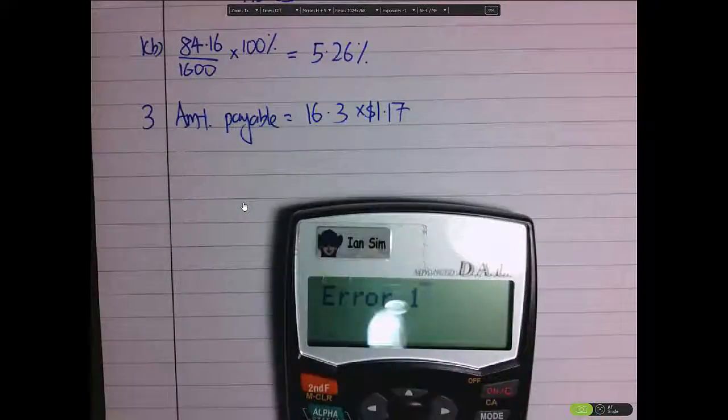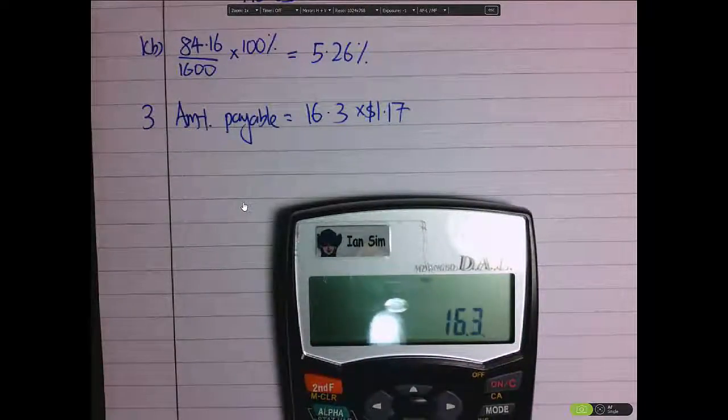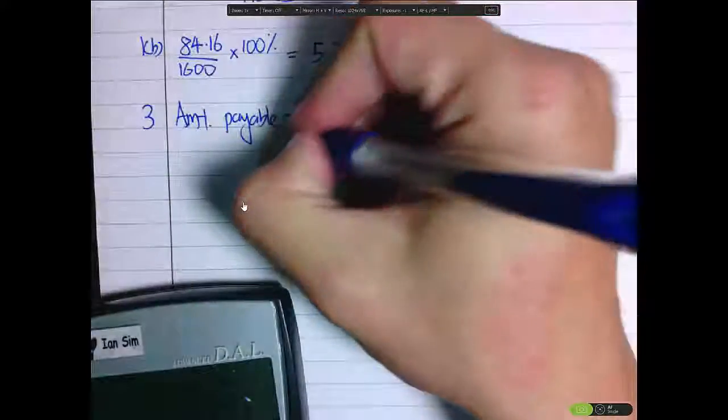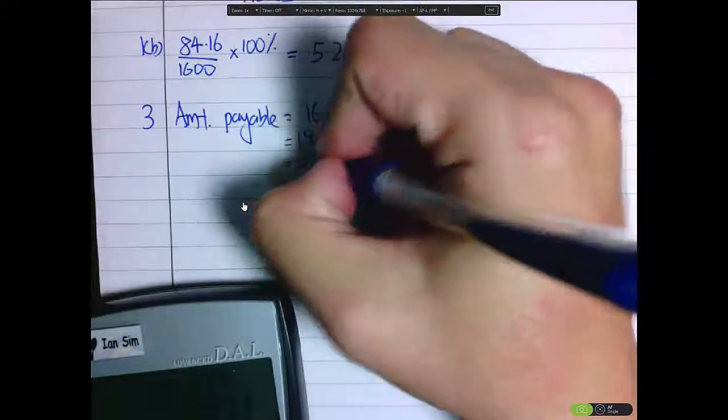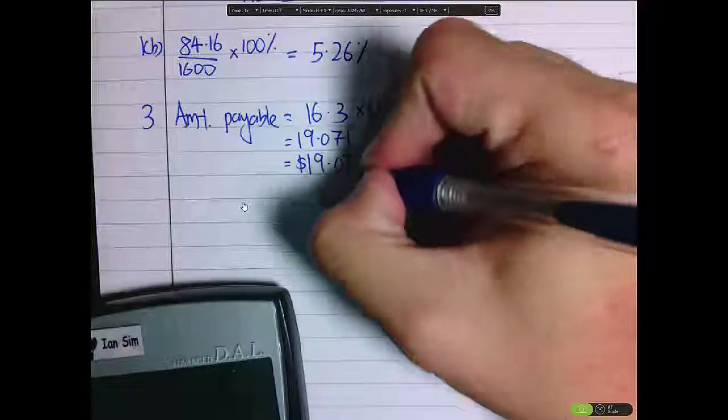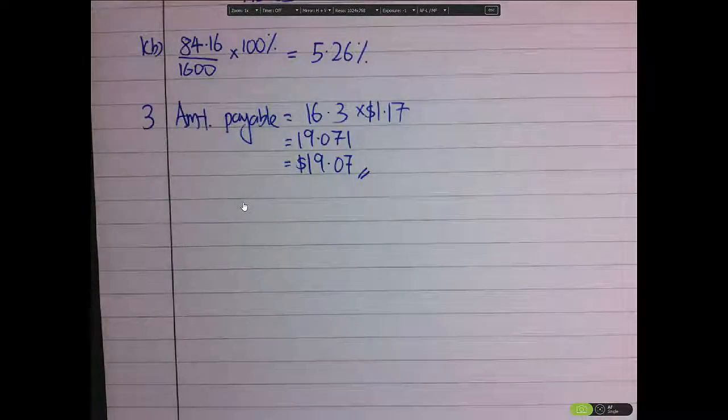Okay, calculator is dead again. Okay, 16.3 times 1.17 is 19.071. So you have to pay 19.07. That's the amount payable.